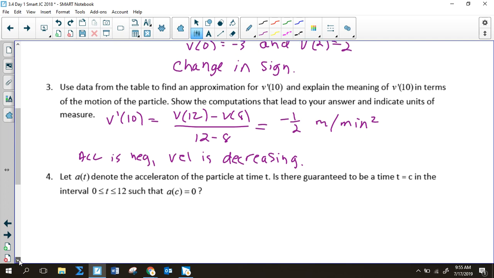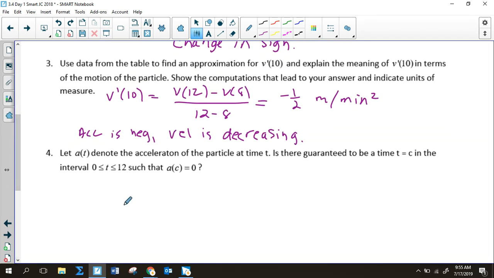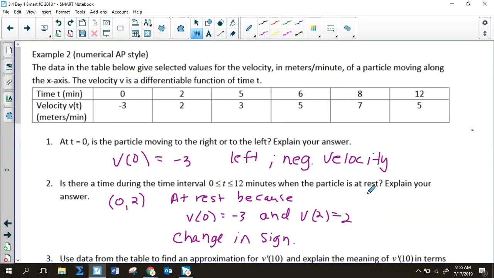Now in part 4, it says A of t denotes the acceleration of the particle. Is there guaranteed to be a time in the interval that the acceleration is equal to 0? First of all, this is a differentiable function, which means that it's continuous. So there are no jumps, holes or gaps. When I look at this data, I see that between 8 and 12, and maybe I'll go back up and show you the data again, the velocity is decreasing. It's going from 7 to 5.